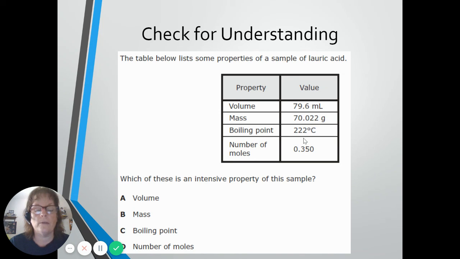So which of these is an intensive property of the sample of lauric acid? Remember, we said intensive properties don't have anything to do with the amount of matter you have. So volume, we said that matters depending on how much you have. Mass, that depends on how much you have. Number of moles, even if you don't know what moles are, the number of moles has to do with how much you have. So the boiling point is the correct answer for this one, in that it doesn't matter how much you have. It's always going to be the same.